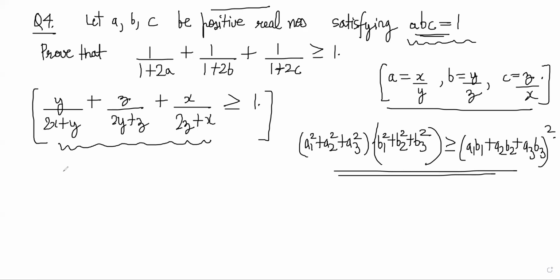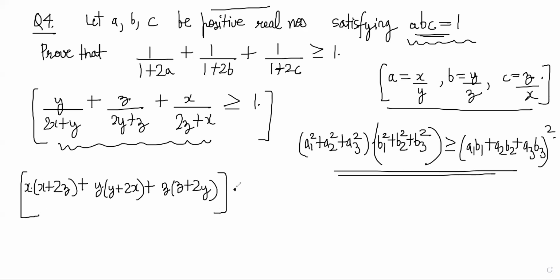One term that looks exactly like this, and one term that helps us simplify this question. So let's see. The second term for Cauchy that we'll use is this: x(x + 2z) + y(y + 2x) + z(z + 2y). And this multiplied by the terms that we need, which are x/(x + 2z) + y/(y + 2x) + z/(z + 2y).